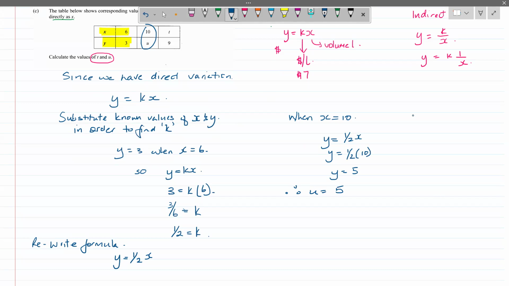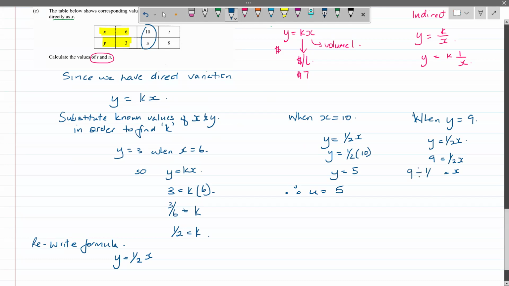Similarly, when y is equal to 9, right? If this is 9 and this is a half x and we want to find x, I have to move this across, right? 9 divided by a half.